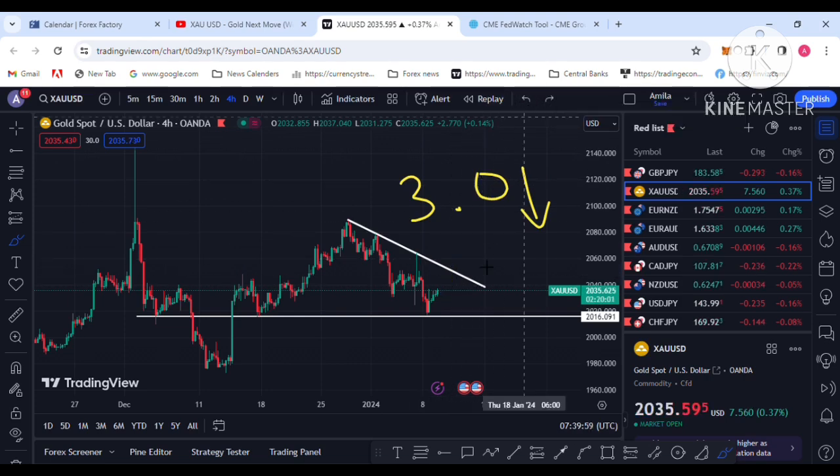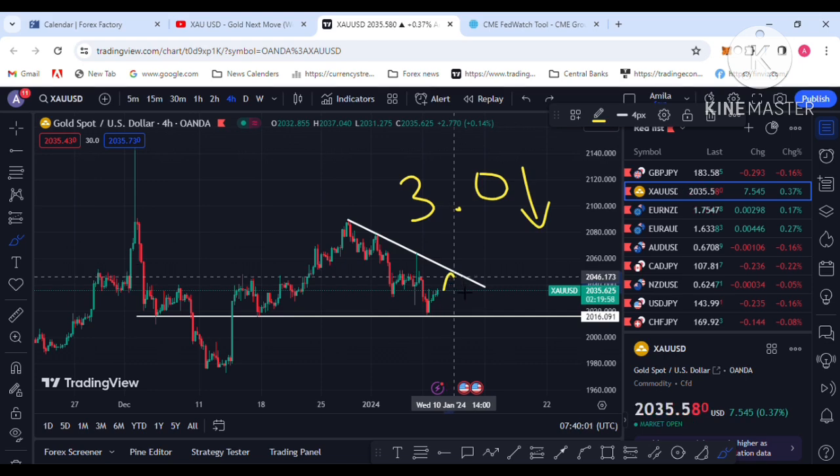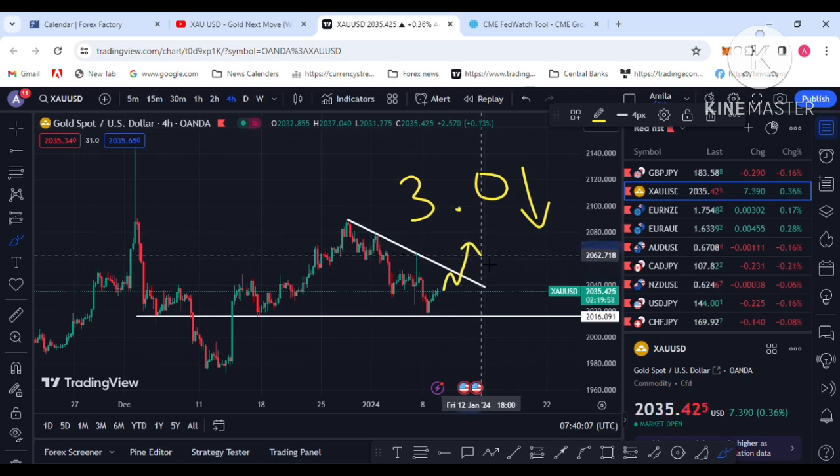So gold breaks this trend line, helped by the inflation report dropping, and gold demand goes to the upside, to the 2070-80 level. That is my two options for how to trade with the inflation report. That is the two options.